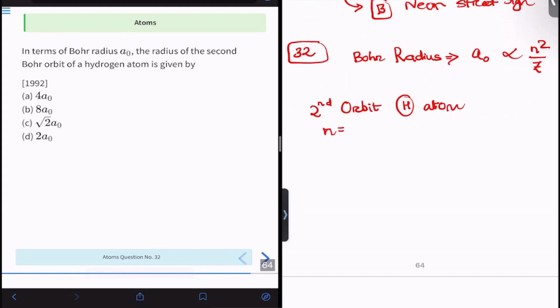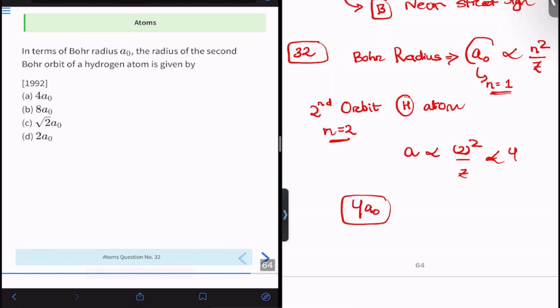Second orbit means n is equal to 2. If the radius is a, it will be proportional to n square. Here n was 1, so it is proportional to 1. Here it will be n square upon z, and z is again 1. So a is proportional to 4. If the radius was a naught when n equal to 1, what will be the value of radius when n is 2? The value will be 4 a naught. Okay, so the answer here is option number A.